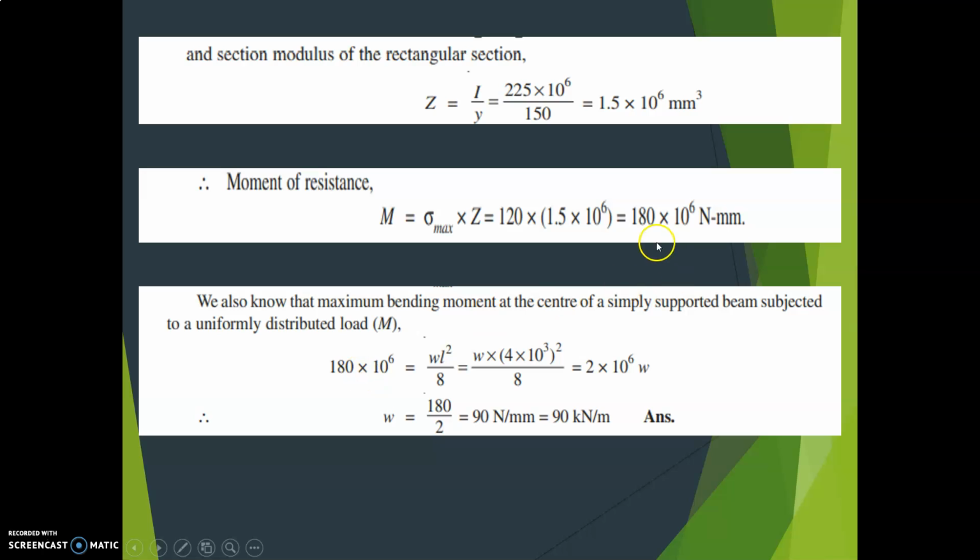We know M now, that is 180 into 10 raised to 6. Only one unknown, W into L square divided by 8. Simplify this, you get W is equal to 90 Newton per millimeter or 90 kilonewton per meter. Okay, like this you can calculate what is the load. Okay, I hope all of you understood. Thank you.